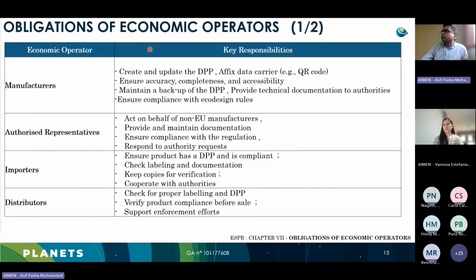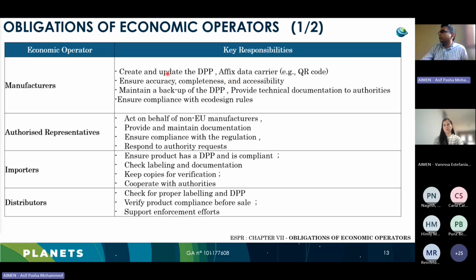So what are the obligations of different economic operators, and how are they going to contribute to the DPP? For the manufacturers, they have all the information. So they need to create and update the DPP. They need to provide QR codes to access it, and they need to make sure that it's accurate, complete, and accessible. Maintain a backup of the DPP, provide technical documentation to authorities, ensure compliance with the eco-design rules.